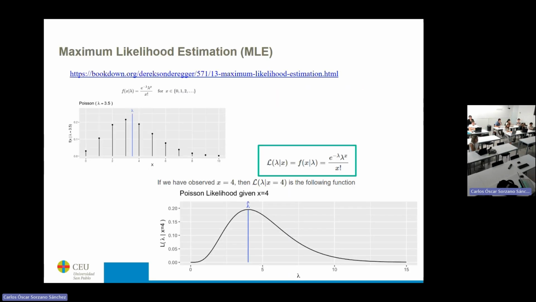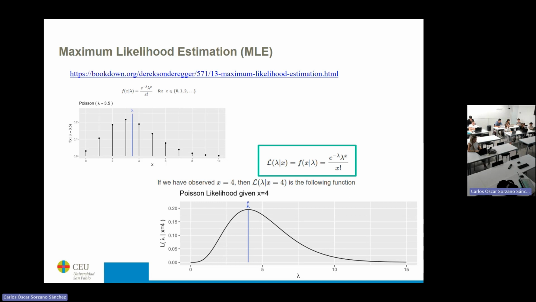Then maximum likelihood. Have you found maximum likelihood before? Okay, so maximum likelihood is: I have some observations. I know that these observations are coming from a stochastic model, so I have some distribution behind it, and I want to estimate what are the parameters of that distribution.